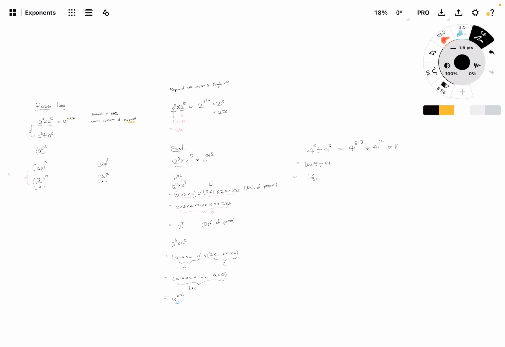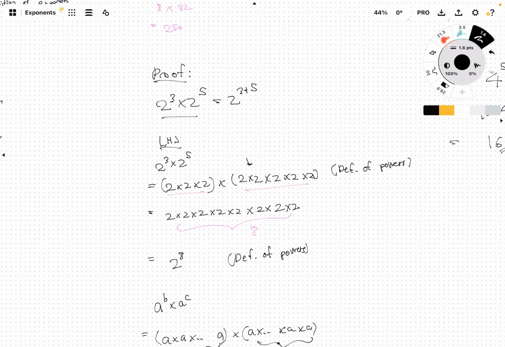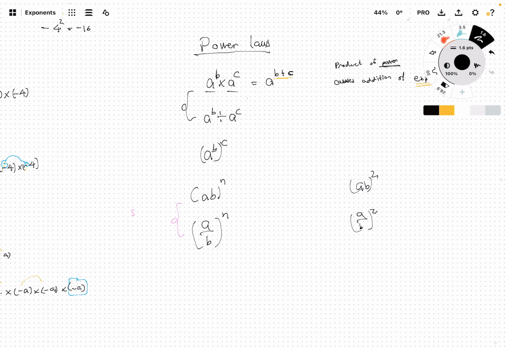Now the last law is a bit more interesting. You have a to the b to the power of c. Next law is the more interesting one, which says if you have a power of a power, what happens is this becomes a product. This is a to the b times c. And remember, multiplication is the only hidden thing, so it's just a to the bc.